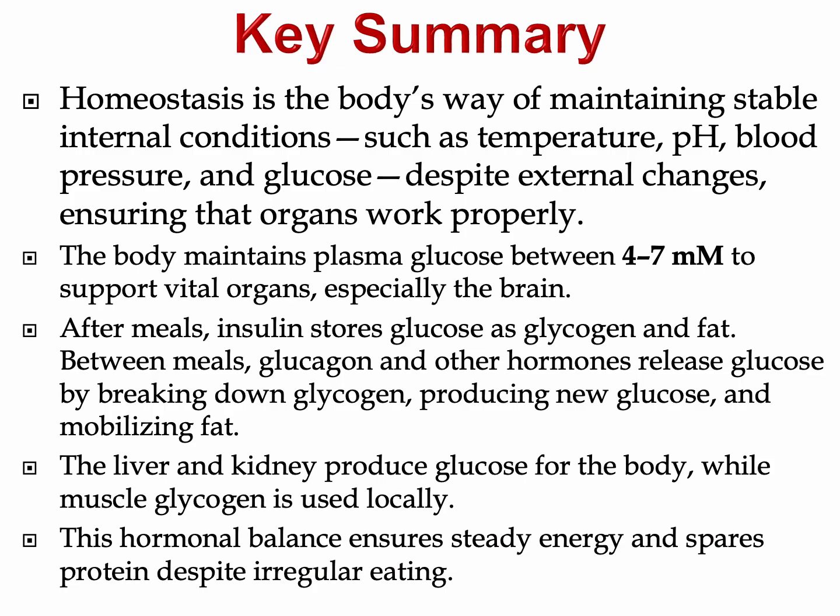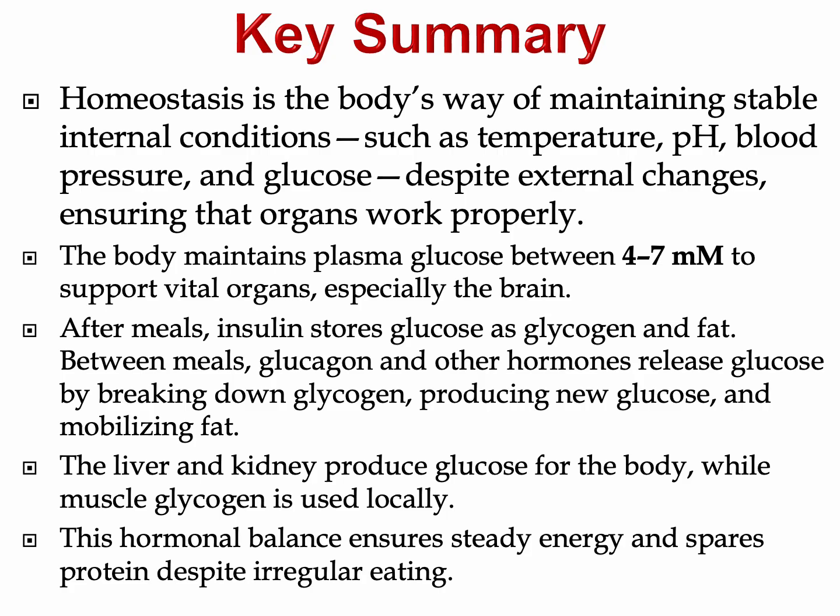So, in summary, homeostasis is the body's way of maintaining stable internal conditions such as temperature, pH, blood pressure, and glucose despite external changes, ensuring that organs work properly. The body maintains blood glucose within a narrow range to support vital organs, especially the brain. Following a meal, insulin stores glucose as glycogen and fat. In between meals, glucagon and other hormones release glucose by breaking down glycogen, producing new glucose, and mobilizing fat.